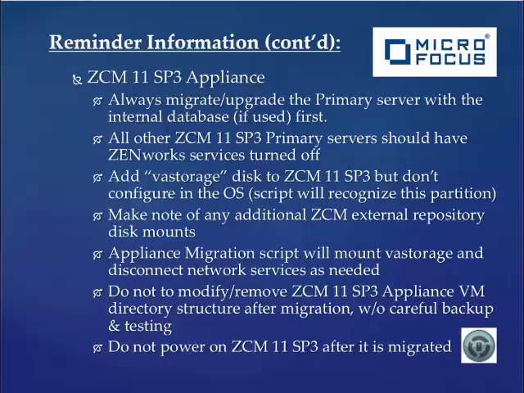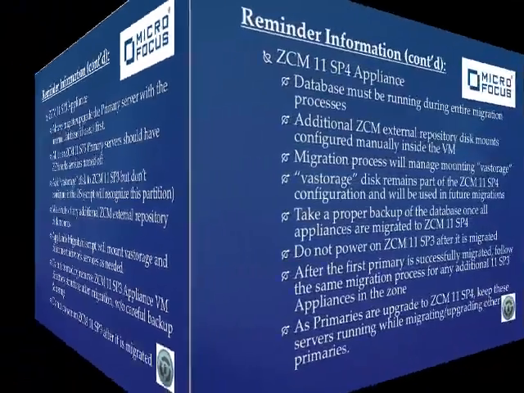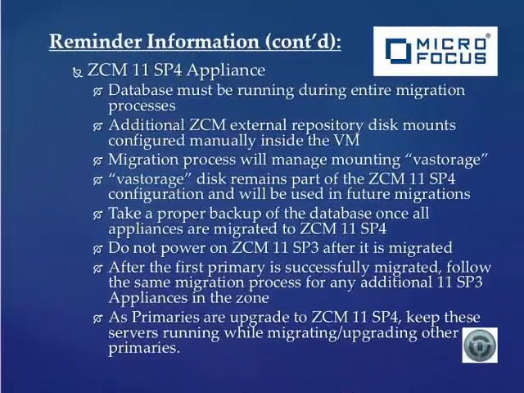For additional primary servers, make sure the ZCM 11 SP4 primaries and database are running when migrating or upgrading any additional primary servers. If your primary server is not an appliance, use a documented ZCM 11 SP4 upgrade process. This concludes this ZENworks tutorial video showing how to migrate the first ZCM 11 SP3 primary server appliance to ZCM 11 SP4.